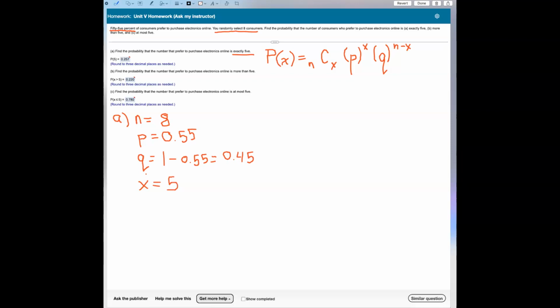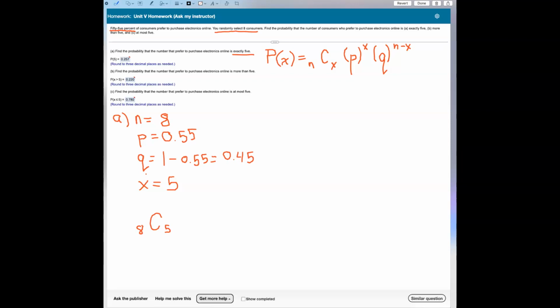Now that we have our numbers, we can plug into our formula. Everywhere you see all these things, we're just going to replace them with our numbers. So N is 8, so that's 8 choose X, which is 5. And remember, for that 8 choose 5, you can go to your calculator and get that quickly. You don't need to do that portion by hand. You can just use the combination function that's built into the calculator. And if you need help finding that, I can help you try to find that.